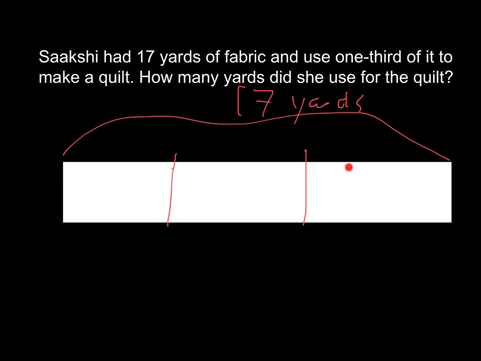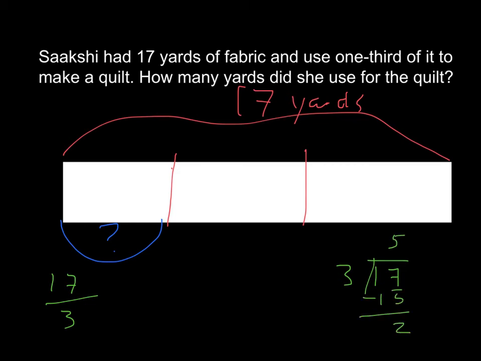We still have our tape diagram, which represents the total of 17 yards, and I know I need to split it into 3 pieces because I have 1/3. In all, I am looking for this piece right here, 1/3 of the total section. So I have 17 yards that I'm dividing into 3 pieces, so I have 17/3. When I divide 17 by 3, 3 goes into 17 5 times, which gives me 15, and I have 2 left, so I have 5 2/3 remaining. So each of these sections here is 5 2/3.